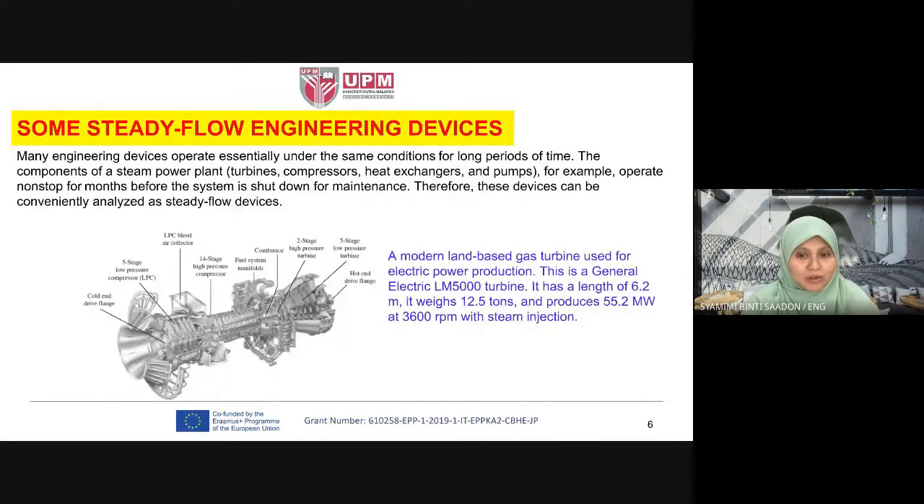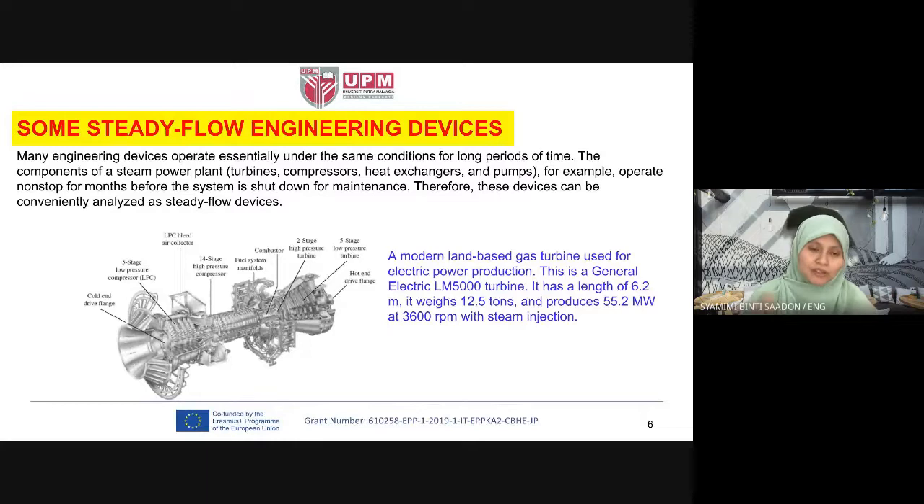One of the applications of steady flow devices: many engineering devices operate essentially under the same condition for long periods of time. The main basic components of a steam power plant, turbines, compressors, heat exchangers, pumps, operate non-stop for months before the system is shut down for maintenance. Therefore, these components can be conveniently analyzed as steady flow devices.